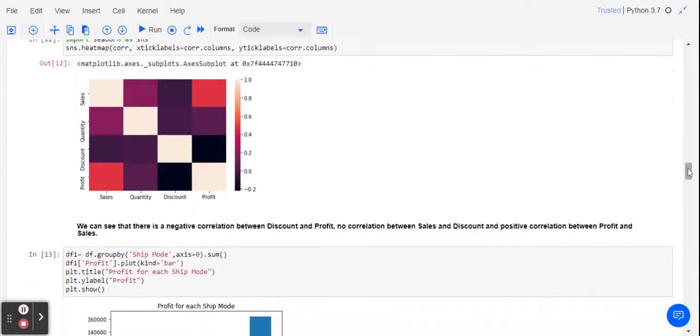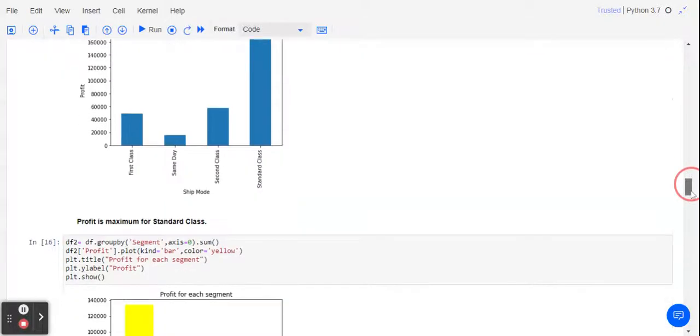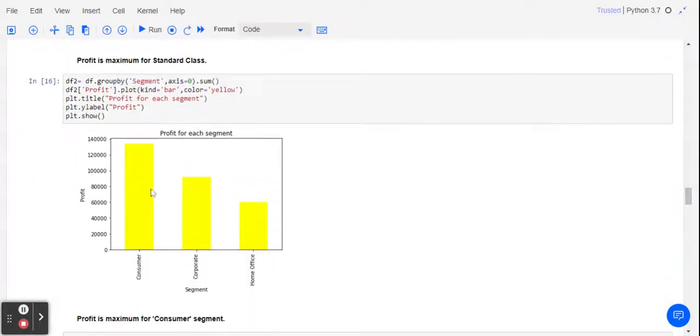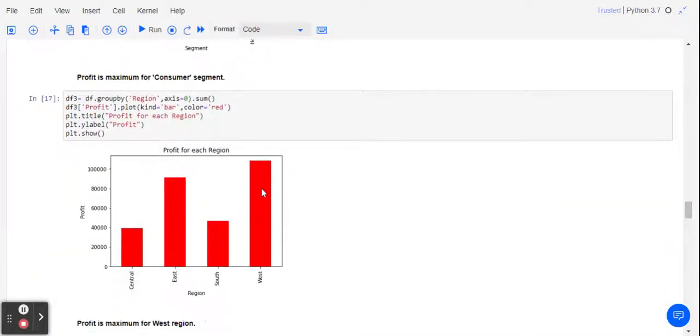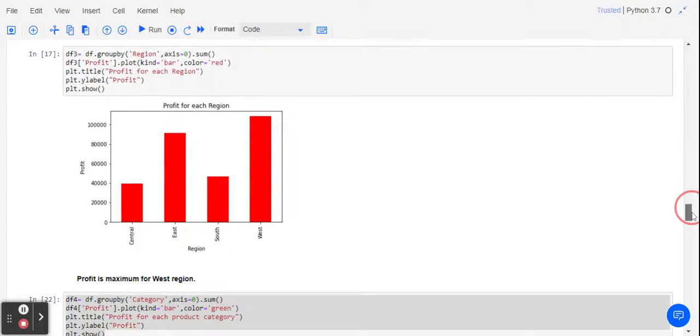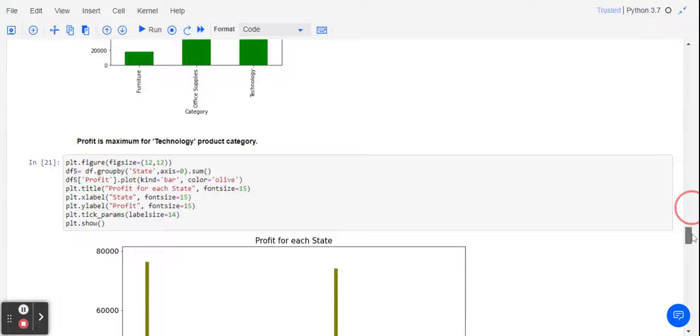So I find that there is a negative correlation between discount and profit and positive correlation between profit and sales. And after this, I plot profit for various columns. So the first is ship mode, and I see that standard class brings in the most profit. Similarly, for segment, the consumer segment brings in most profit. For the region, we see that Western region brings in most profit, and similarly, technology category brings in most profit.